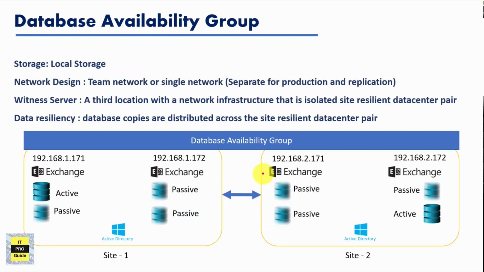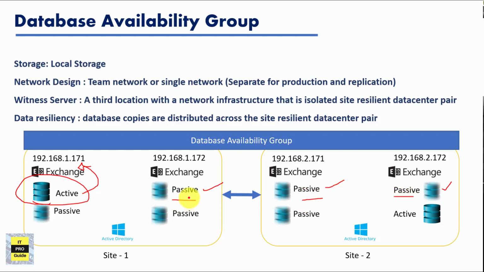Next is about the database availability group, called DAG, which is a fundamental building block in Exchange server for high availability and site resilient data center pairs. You can have one or more DAGs, but it is not recommended to stretch a DAG across more than 2 data centers. In the following picture you can see I have 4 Exchange servers in 2 data centers, and all are members of one database availability group, and each mailbox has 4 copies, 3 passive copies and 1 active copy. The active copy is mounted at 192.168.1.171, and the other Exchange servers hold a copy of the mailbox database.